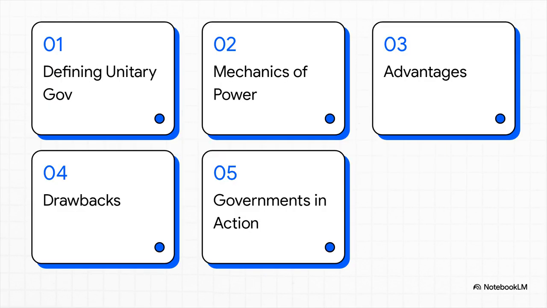So, here is our roadmap for today's explainer. First, defining unitary government. Second, the mechanics of central power. Third, the advantages of centralization. Fourth, the drawbacks of centralization. And finally, unitary governments in action.